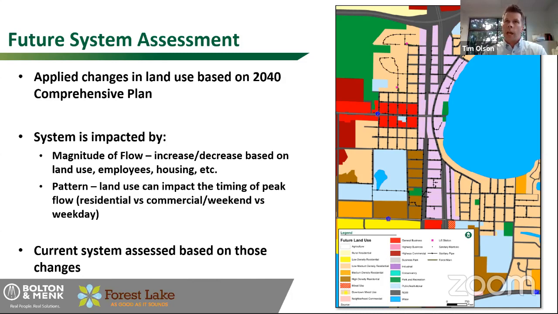And when we change land use, we have the potential to not only change the magnitude of flow, that is, it could increase or decrease based on land uses, employees, housing, et cetera, or the pattern. As we talked about before, residential and commercial have much different patterns. Also, weekend versus weekday patterns are much different, especially when we have tourism and other things near the lake. And so monitoring and tracking those types of patterns are really important too. And then we can reassess the current system and make some proposed solutions based on that capacity.